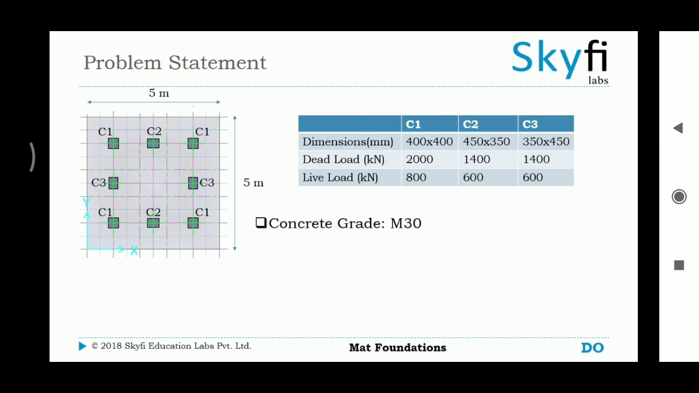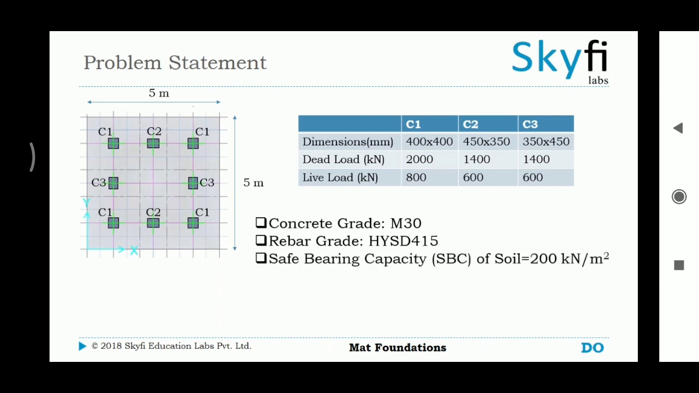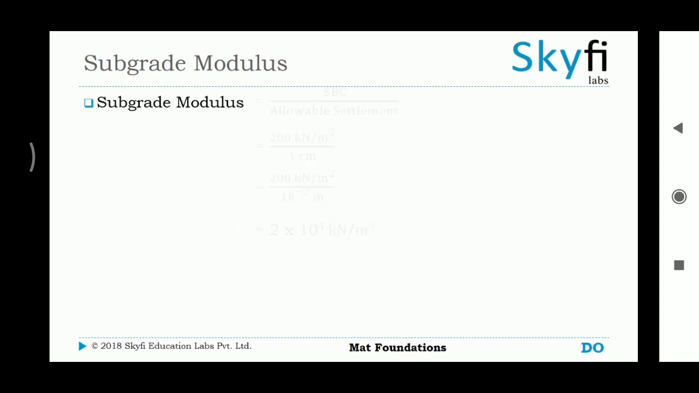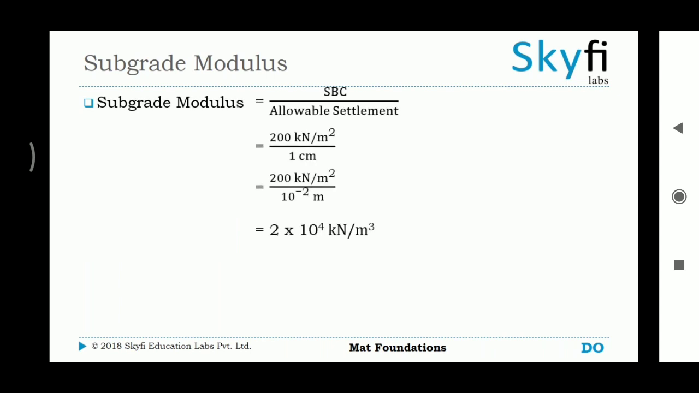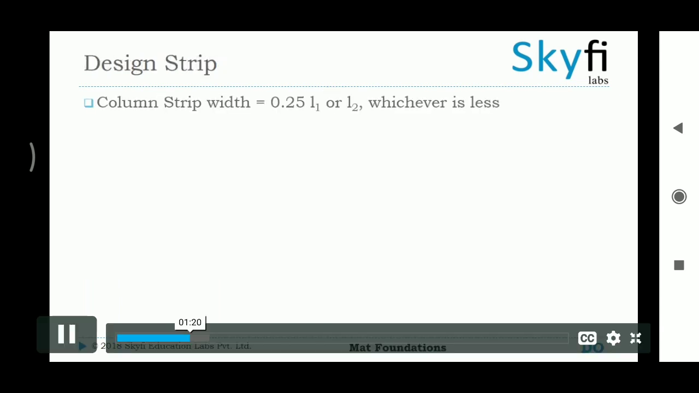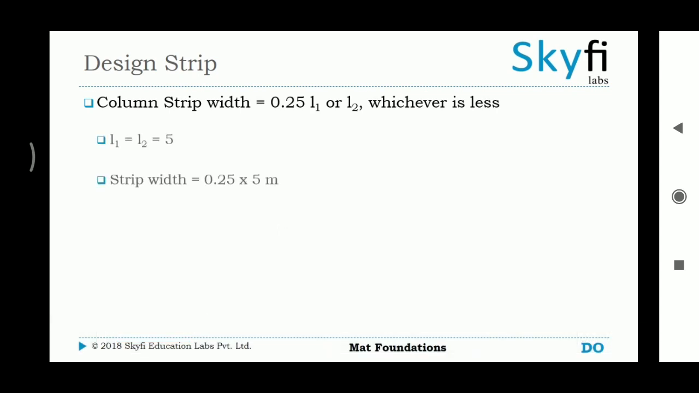You will be using concrete grade of M30, and rebar grade of HYSD 415. Consider SBC of the soil as 200 kilonewtons per meter square, and the allowable settlement as 1 centimeter. The subgrade modulus will thus be 2 times 10 to the power of 4. And the design strip width will be 0.25 times 5, as both the L1 and L2 are 5 meters each. Thus the design strip width is 1.25 meters.